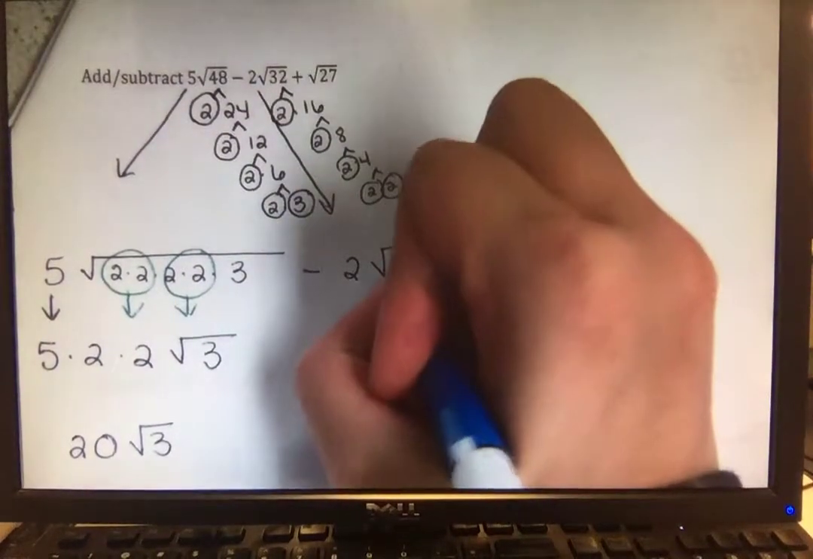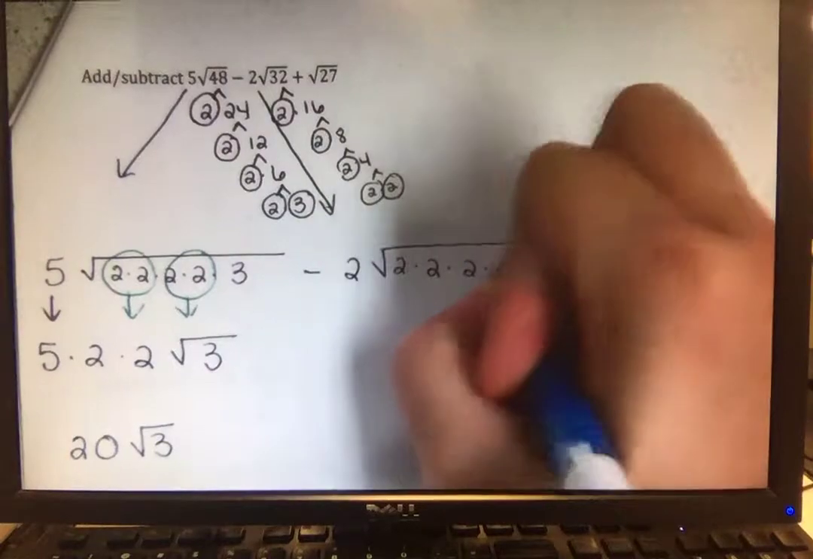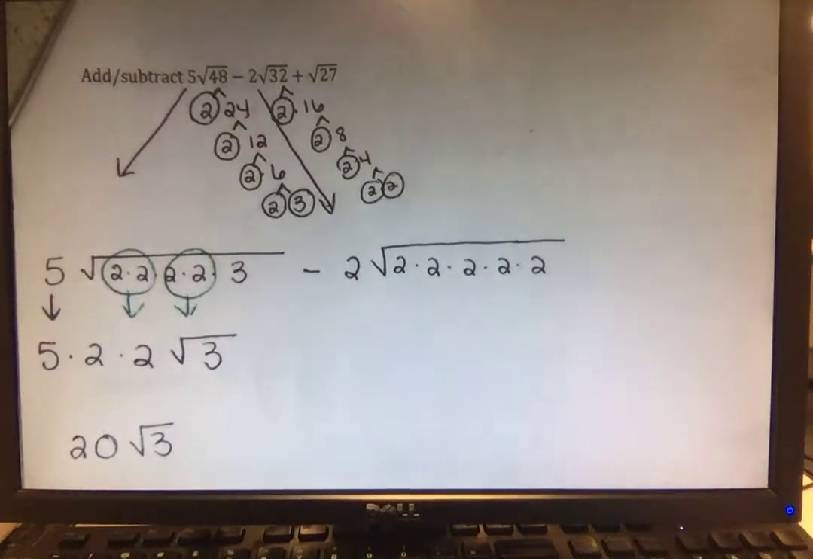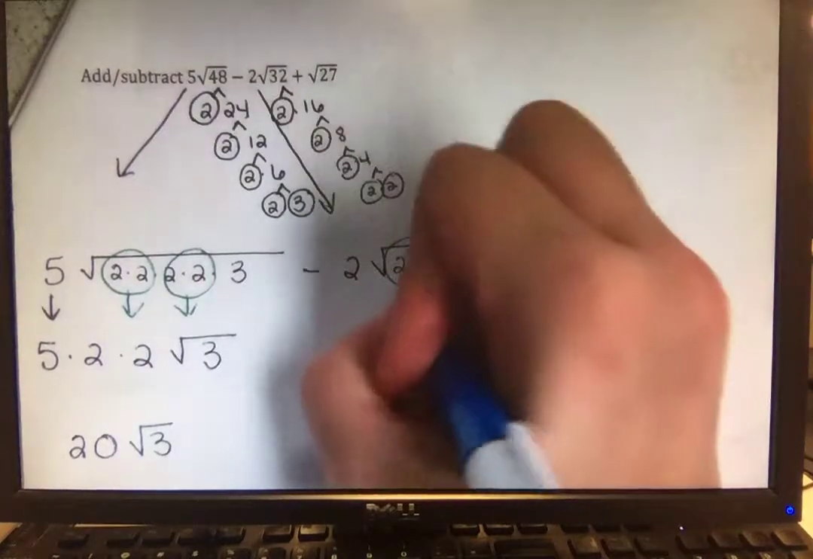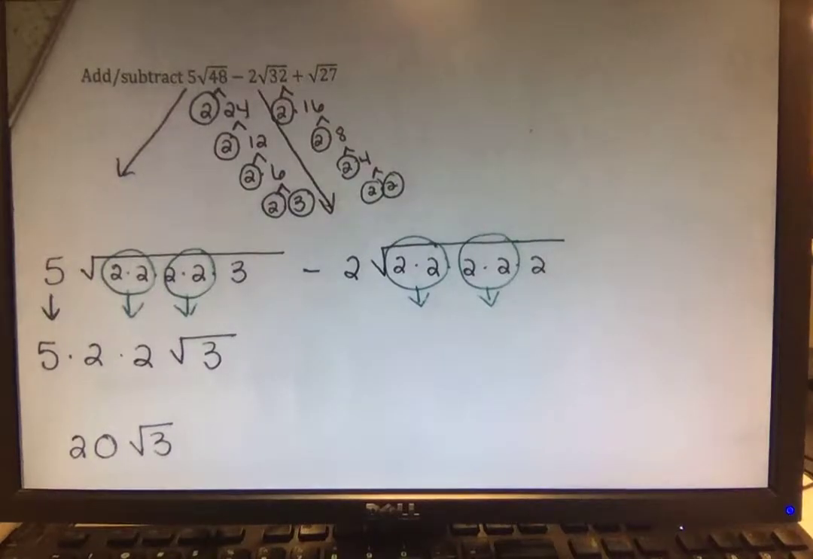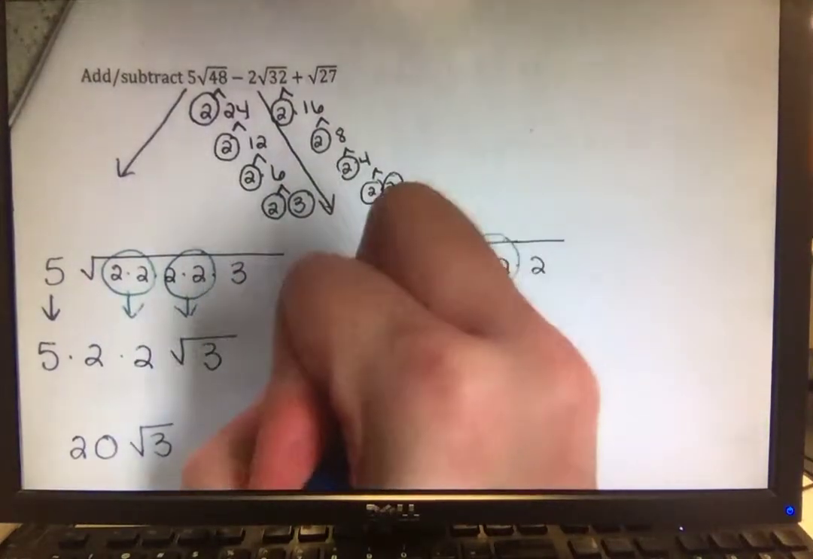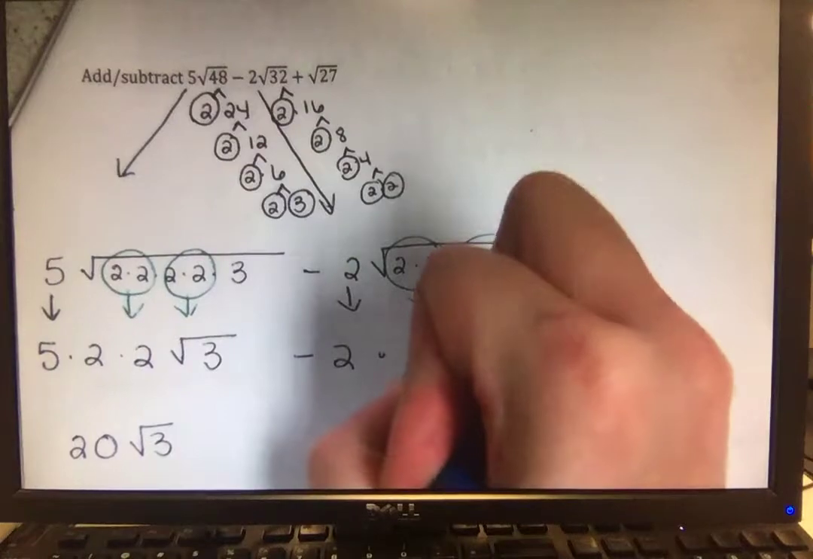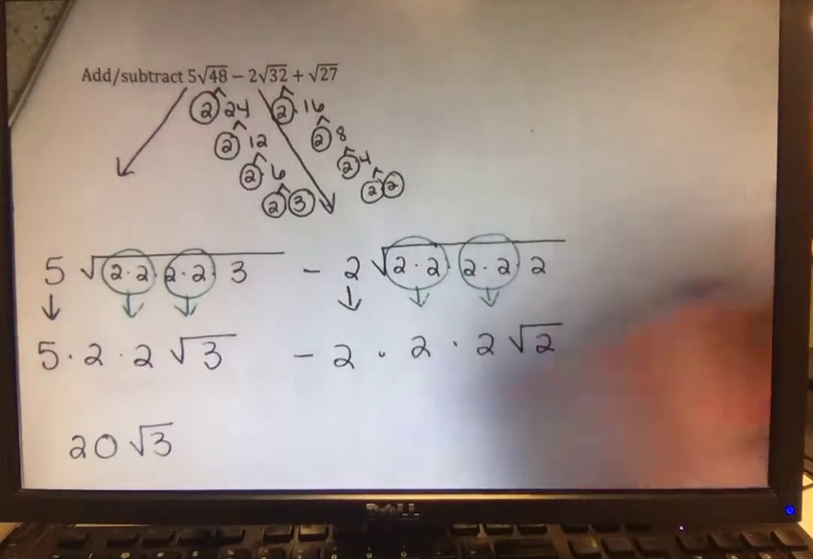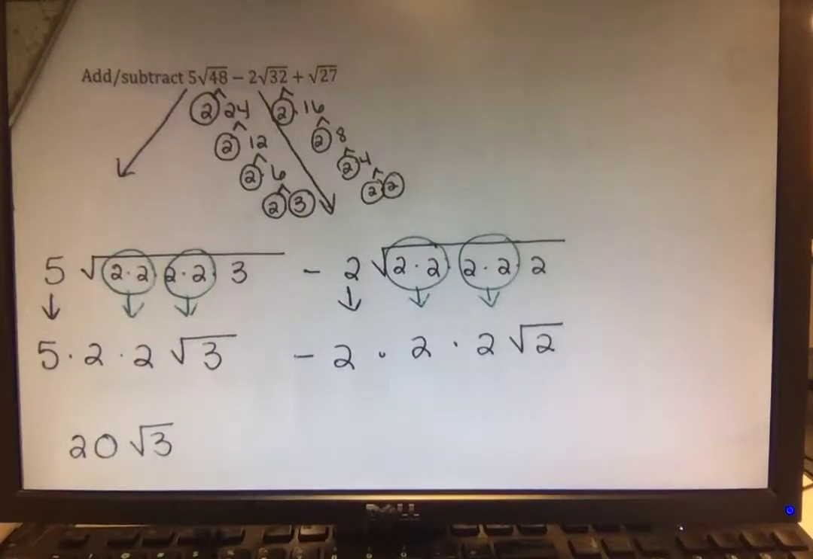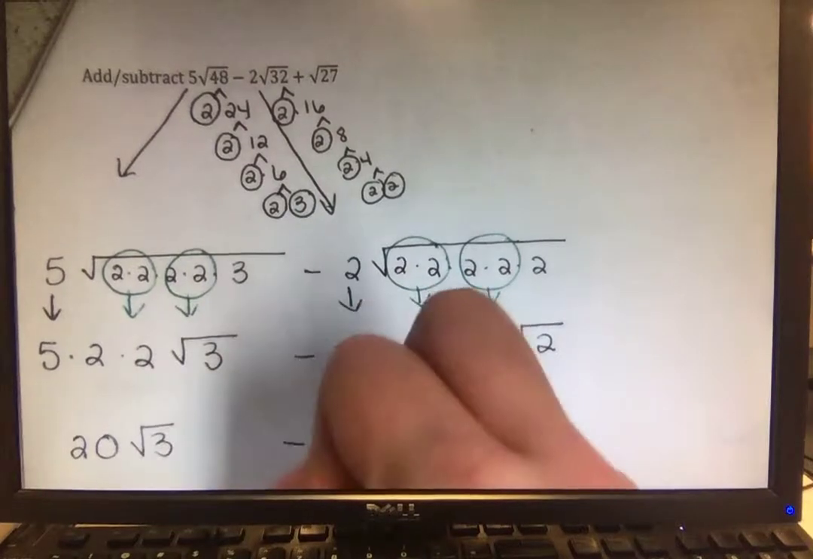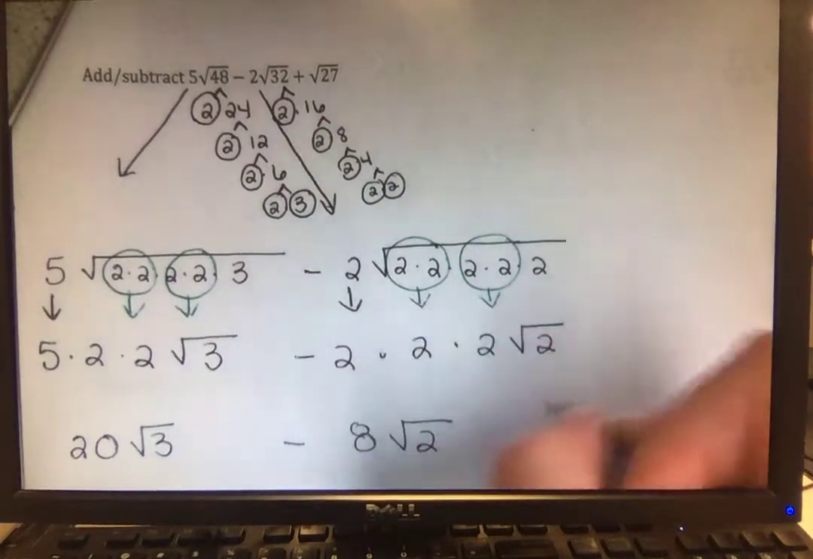Underneath the radical, we have 2 times 2 times 2 times 2 times 2. It is the square root, so we're taking out 2 of a kind. So these 2 2's are coming out, and those 2 2's are coming out. This negative 2 is already out front, so leave it out front. That set's coming out, that set's coming out, and 1 2 is left underneath the radical. So we have negative 2 times 2 times 2, which will give us negative 8 square root of 2.